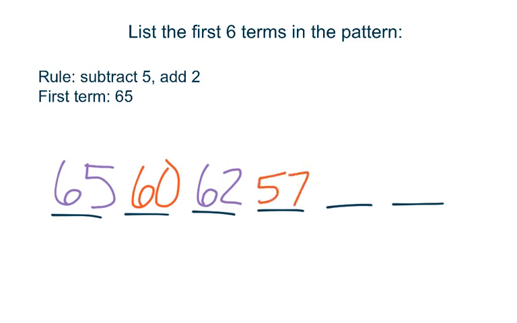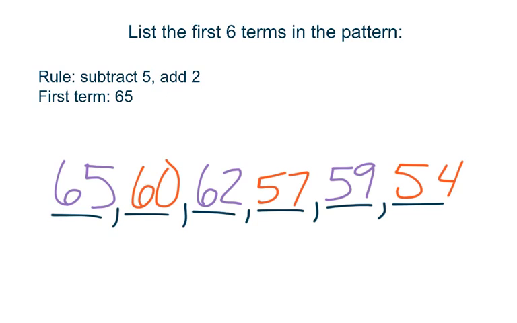And then I add 2, which gives me 59. And then I subtract 5 again, which gives me 54. So here is my pattern following those rules, starting with my first term, or my first number in my pattern, of 65. Okay, let's take a look at a word problem.